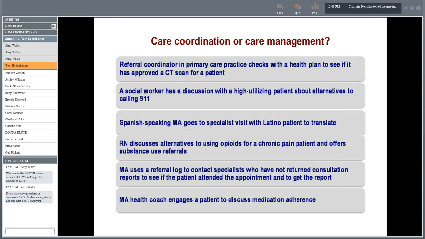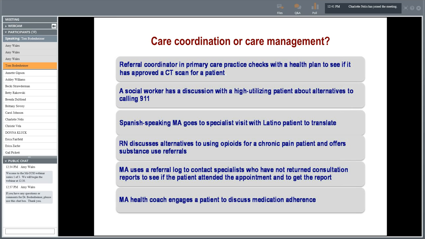Okay, fourth one. An RN discusses alternatives to using opioids for a chronic pain patient and offers a substance use referral. Care coordination or care management? Care management. Okay, everyone's correct so far. So this is a much more clinical matter, really working with a patient on a big clinical problem, and it's a clinical problem that often is present in high utilizing patients.